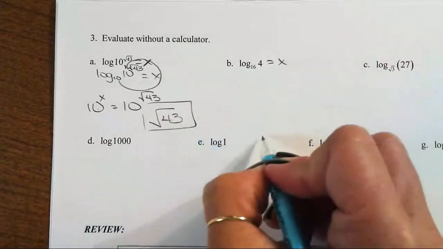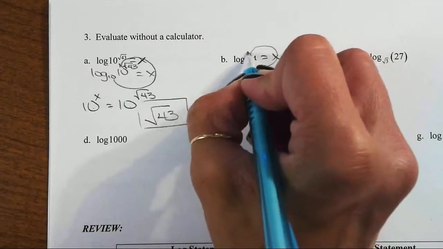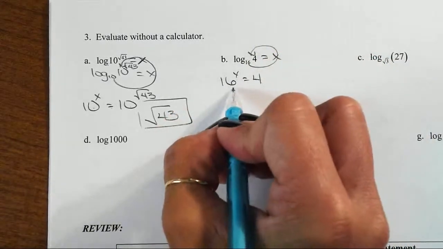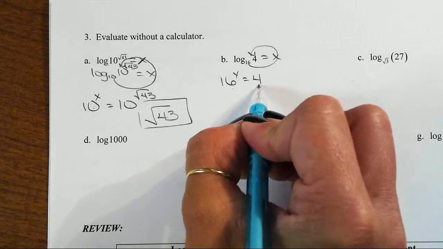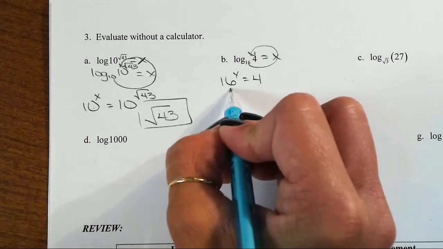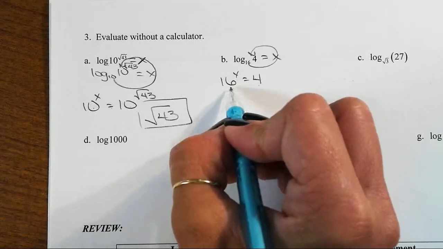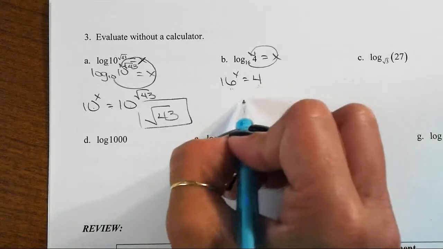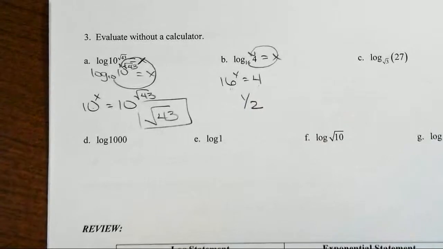Set b equal to x. Rewrite it using your snail. 16 to the x is equal to 4. Whenever your base is a greater number and your answer is a smaller number, then you will be taking a root. What root do I take of 16 to get 4? The square root. The square root is indicated by the 1/2 power.